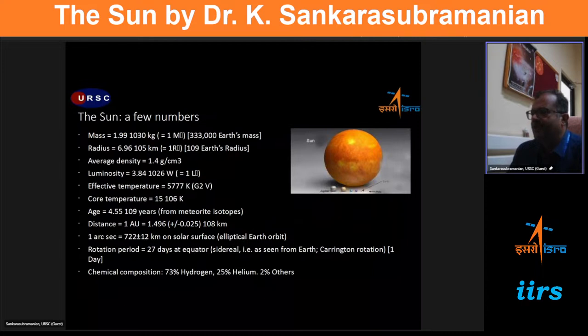Distance is 1 astronomical unit, which is 1.5 times 10^8 kilometers. And the angular size, 1 arc second, is about 700 kilometers. And of course, the sun rotates with a period of 27 days at the equator. And its chemical composition is about 75% hydrogen, and the next element is helium, and the rest of them are all trace elements on the sun.